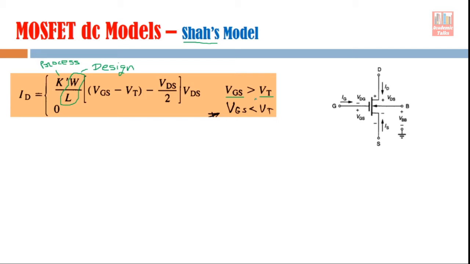But this is the most basic and most simple model, right? Now you have to see one more thing here in the model, that IG is zero. Drain, gate current is always zero. Doesn't matter how much is the gate voltage, how much is the drain voltage, how much is the bulk voltage, the gate current has to be zero.